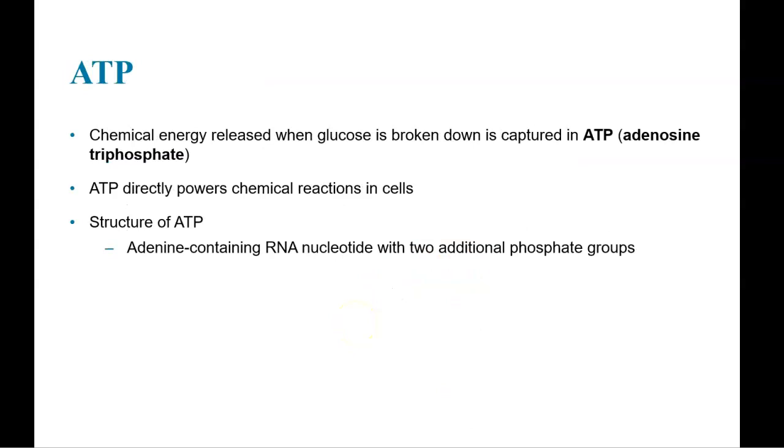ATP stands for adenosine triphosphate, and it's essentially the energy currency that the body uses to get things done because it powers the chemical reactions in cells. So it provides the usable energy that's needed by the body cells. It's made up of the adenine containing RNA nucleotide with two additional phosphate groups. So a total of three phosphate groups. That's why it's called triphosphate, adenosine triphosphate. It could be in various forms. So if it loses one of those phosphate groups, then it becomes ADP, which is something that you'll also hear about.